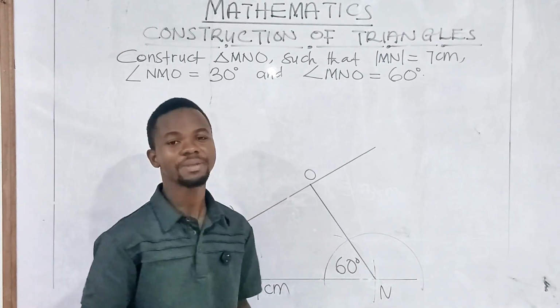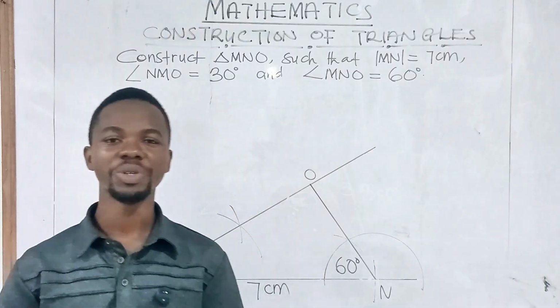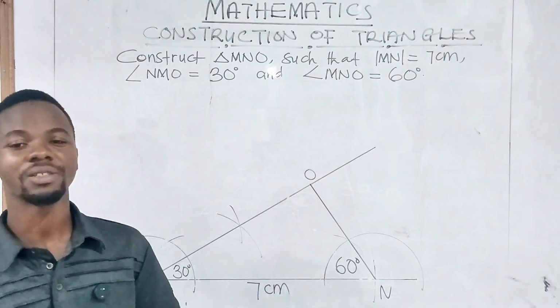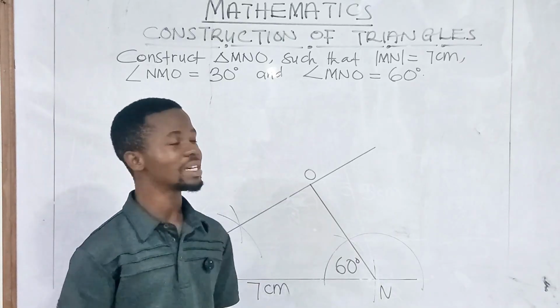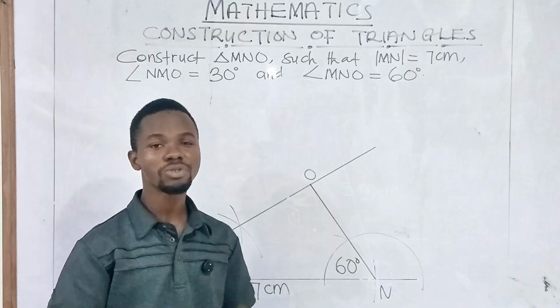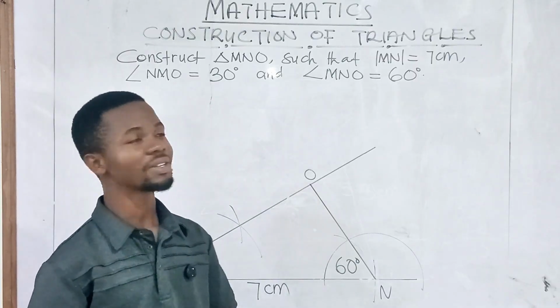So you just follow the steps and you'll be able to construct any type of triangle. When you are given the three sides, or when you are given two sides and an angle, or you are given two angles and a side.